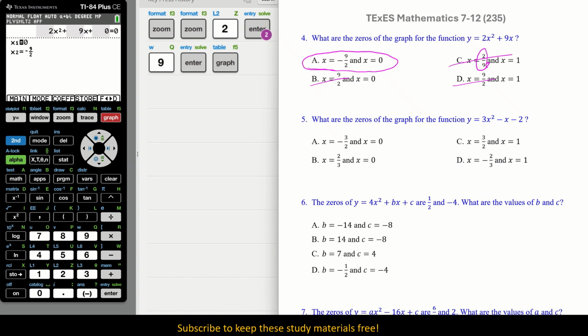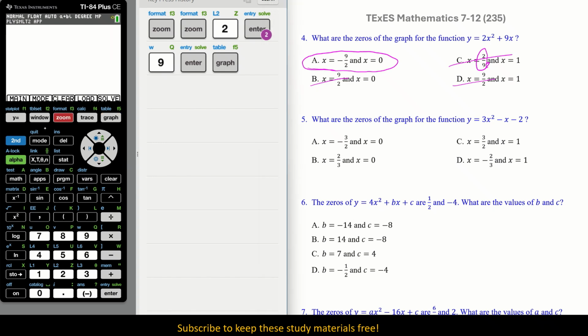Okay, let's look at number 5. What are the zeros for the graph for the function y equals 3x squared minus x minus 2? Same thing. We're going to use our app again. So push zoom. That gets you back to the type over for your numbers, but we want to just push zoom and clear it out.